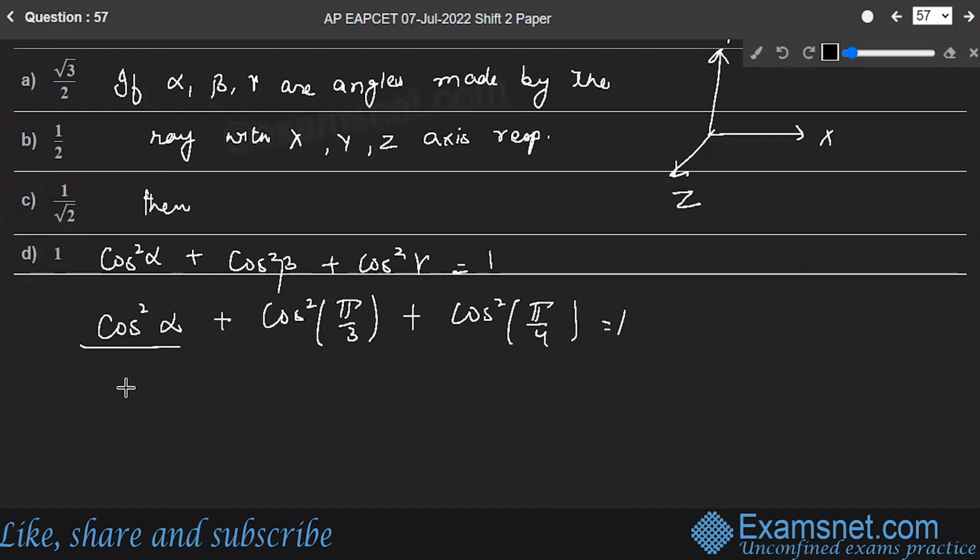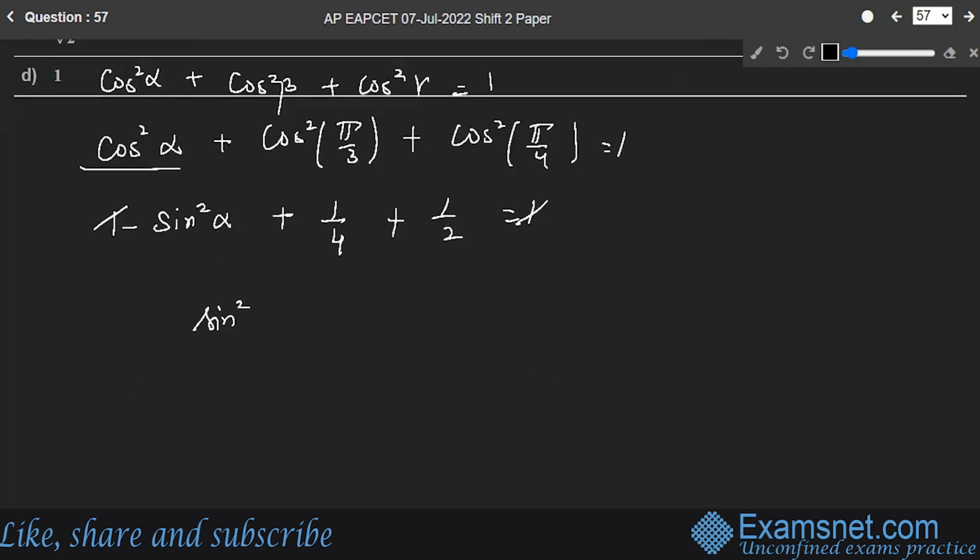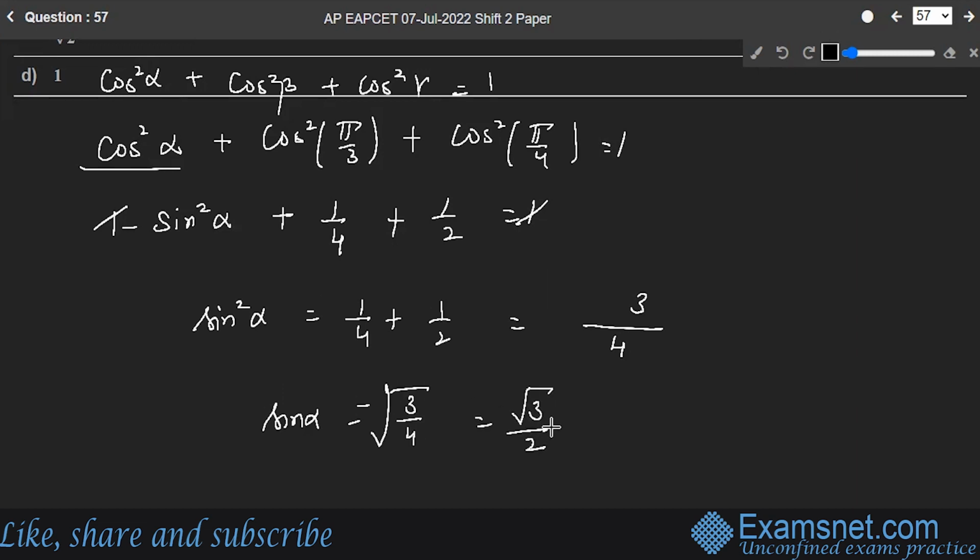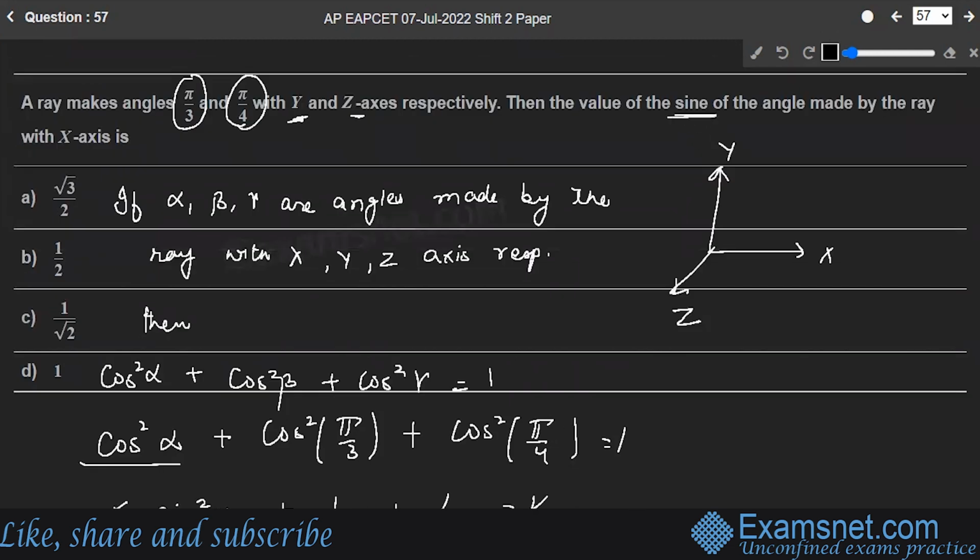This cos square alpha can be written as 1 minus sine square alpha, plus cos square pi by 3. Cos pi by 3 is actually cos of 60 degree, which gives you 1 by 2. So this is 1 by 4, plus cos pi by 4, which is equal to 1 by root 2, so the square gives you 1 by 2. This is equal to 1. So the 1s will cancel out. You will have the value of sine square alpha is equal to 1 by 4 plus 1 by 2, which is equal to 3 by 4. So this is sine square alpha. Sine alpha will be given by root 3 by 4, or root 3 by 2. This is what you have to find out: the value of the sine of the angle, which is root 3 by 2. Option A is the correct answer to our problem. Hope you are clear with this.